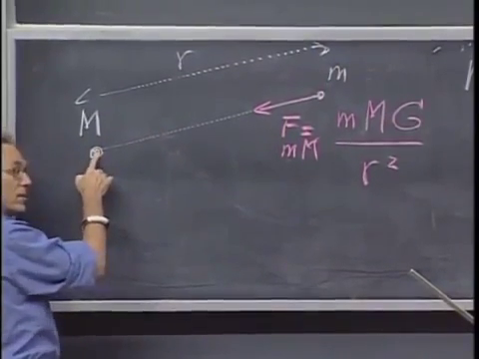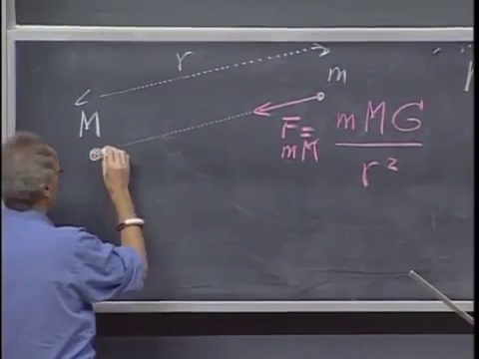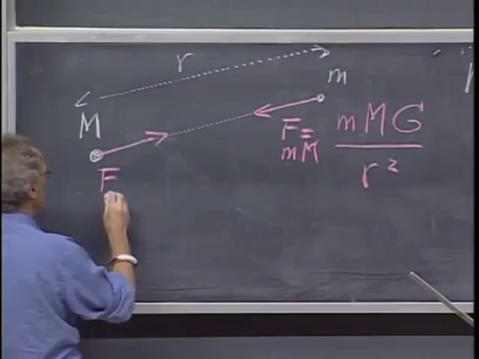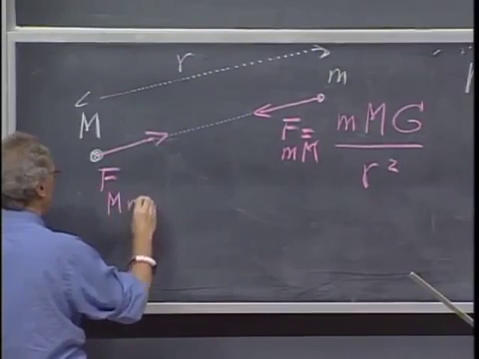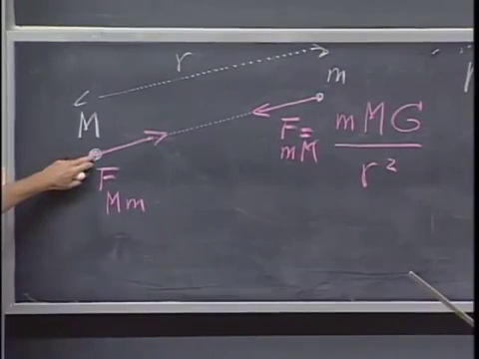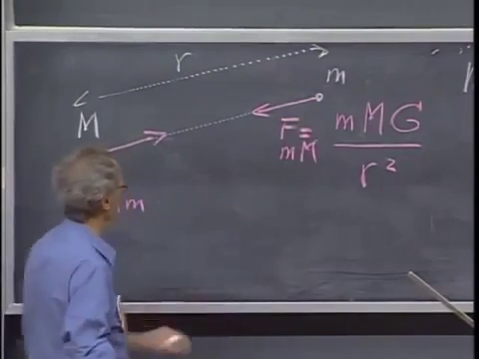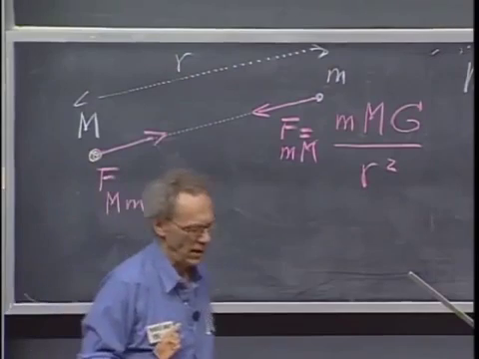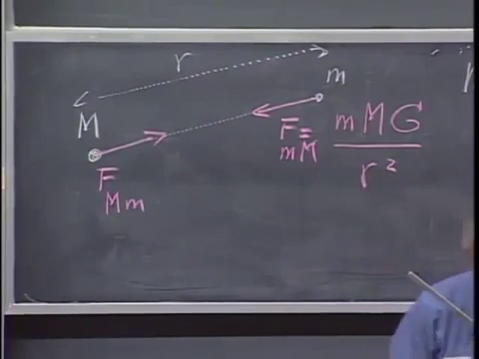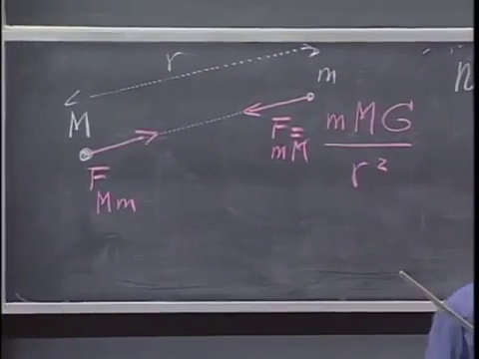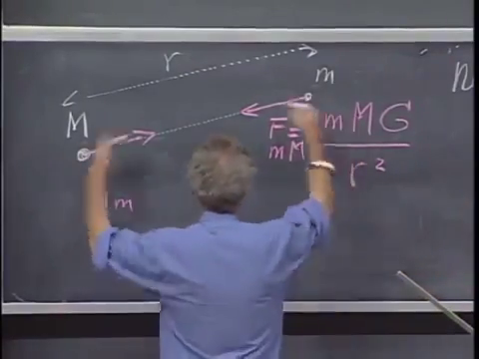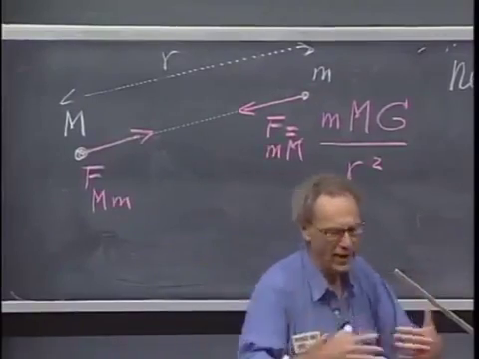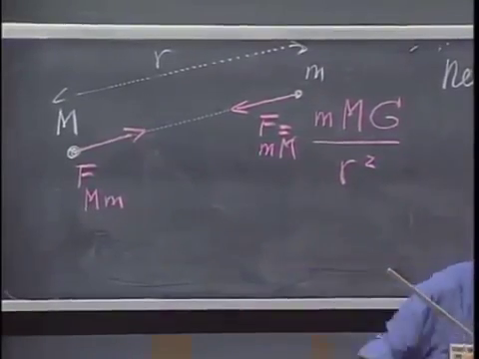Since Newton's third law holds, action equals minus reaction, the force that capital M experiences due to the presence of little m is exactly the same in magnitude, but opposite in direction. And that is the universal law of gravity. Gravity is always attractive. Gravity sucks, that's the way to think of it. It always attracts. There is no such thing as repelling forces.